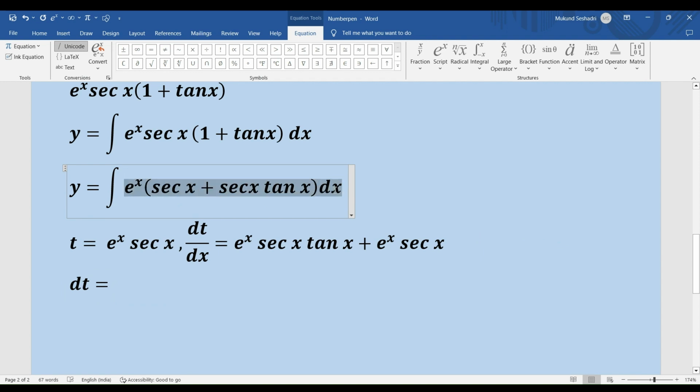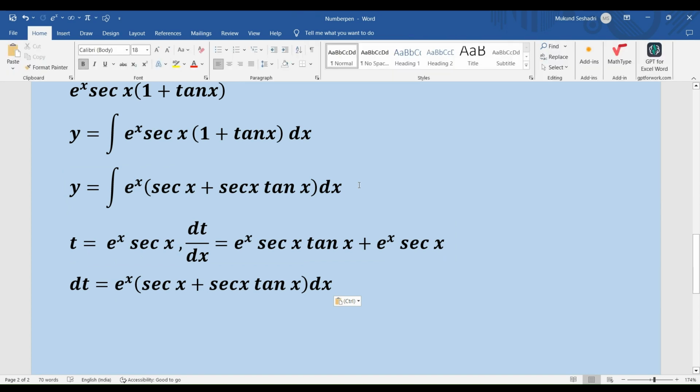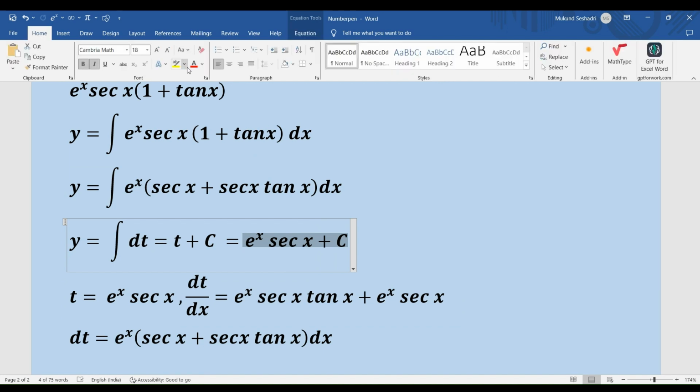So let's go back to our y now that we have our dt. Now when I look at my y, I notice that my y is nothing but integral of dt. Then my answer to this problem is quite simple. It is t plus a constant c. I know that I cannot leave my answer in terms of t. I'll have to put back everything in terms of x. Therefore, my answer to this problem is e to the power x times secant x plus c. Right? So let me highlight my final answer in pink.